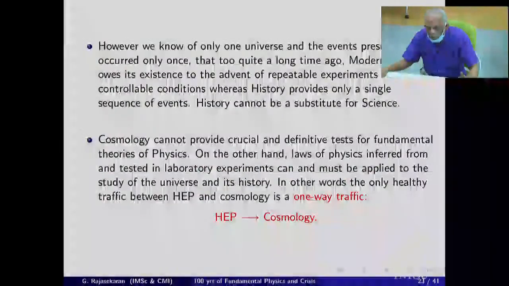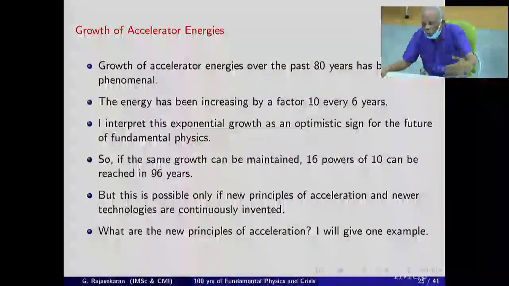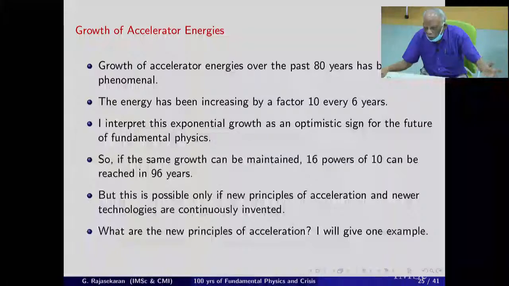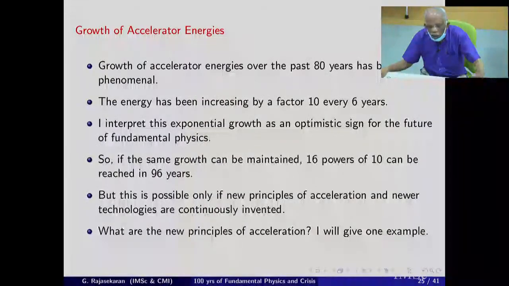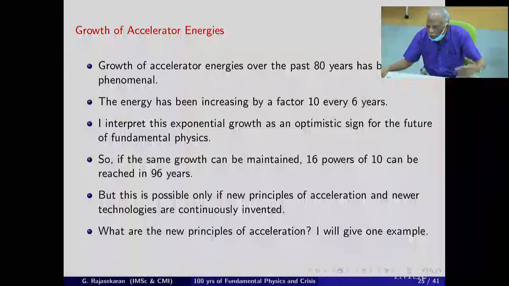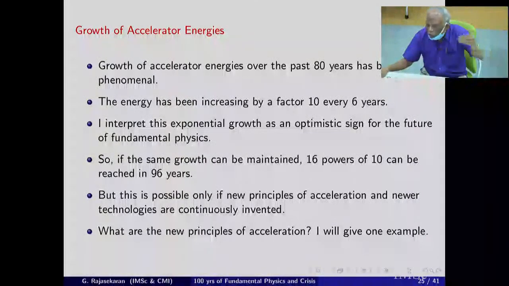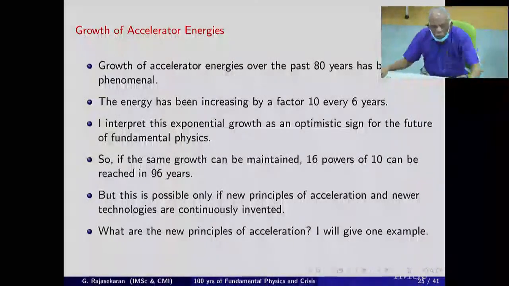This factor of 10 every 6 years, that exponential line, which is called the Livingston plot, occurs only on the basis of jumping to newer types of accelerators: Cockcroft and Walton, and Van de Graaff, and then the cyclotron principle and the super synchro cyclotron and so on. Every new principle allows you to go one step higher. Otherwise, the old machines saturate. Beyond a certain energy, they saturate. So you have to discover new principles.